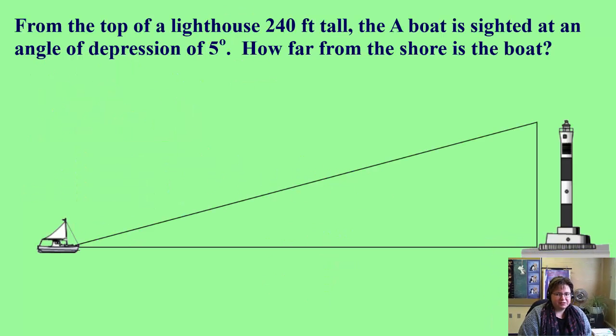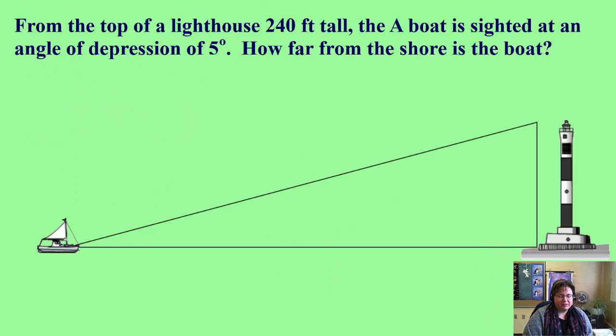All right, so for our next question, we've got a word problem. The diagram is partially filled in for you. From the top of a lighthouse, which it tells us is 240, so might as well fill it in, 240 feet tall. A boat is sighted at an angle of depression of 5 degrees. How far from the shore is the boat?